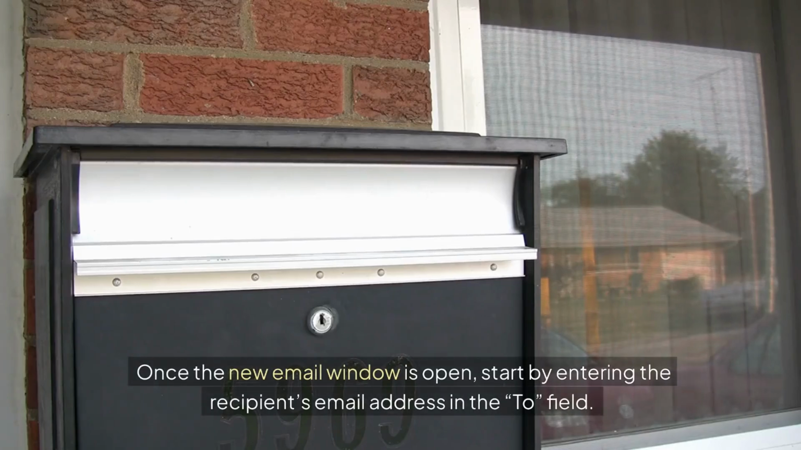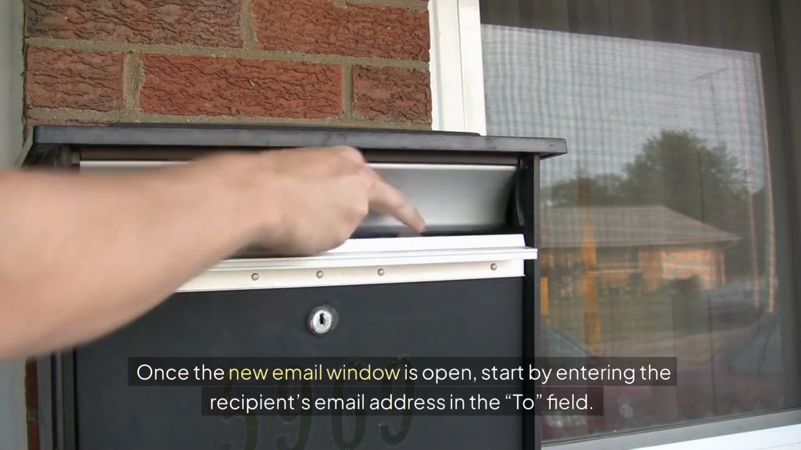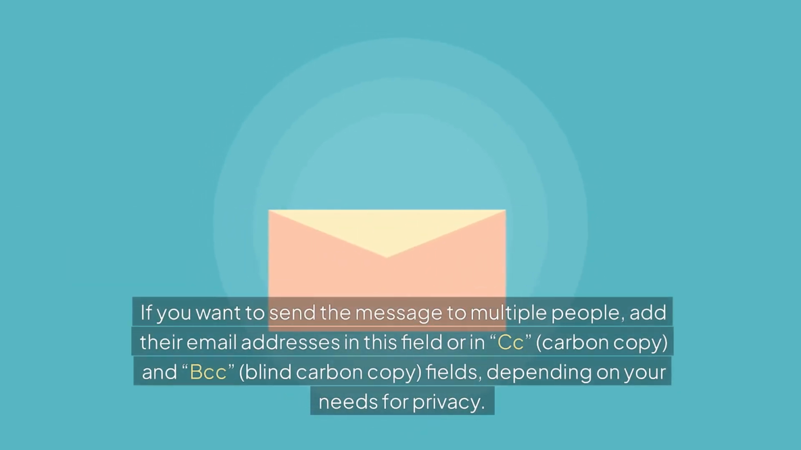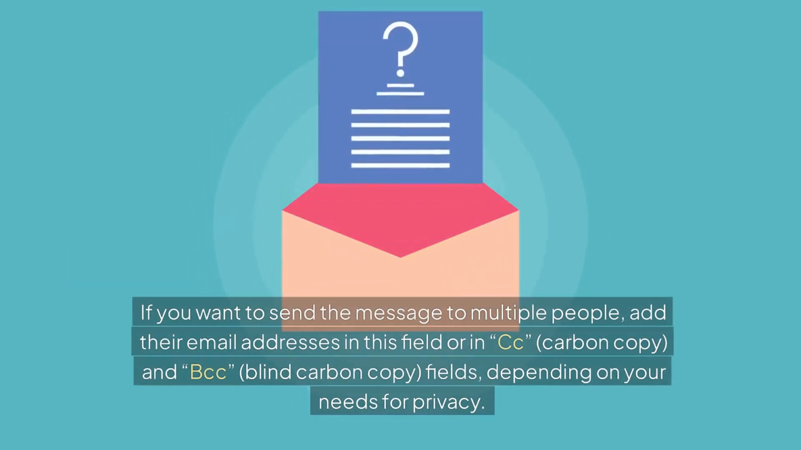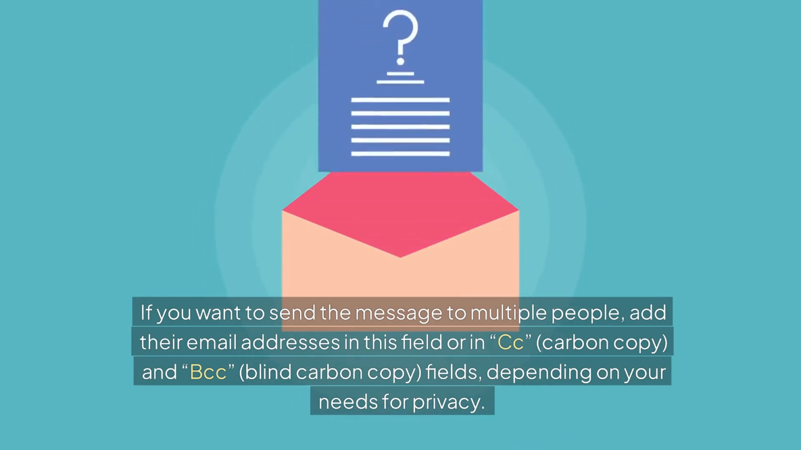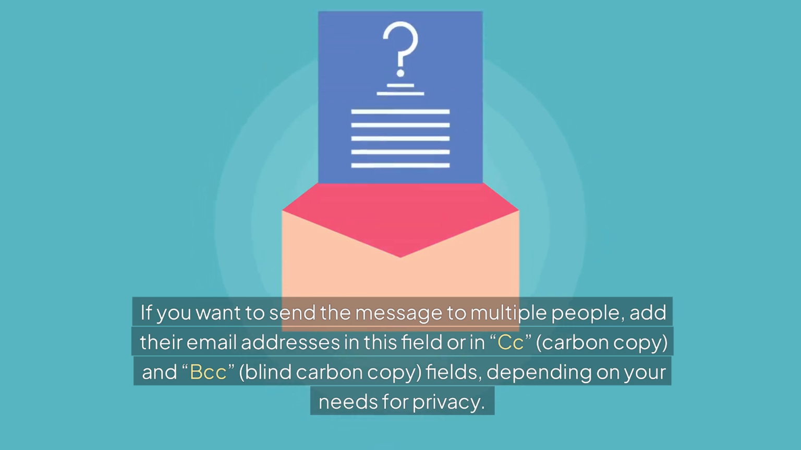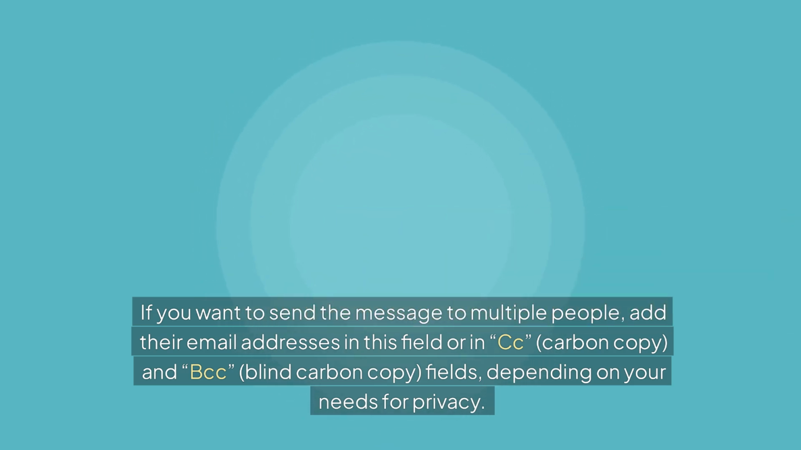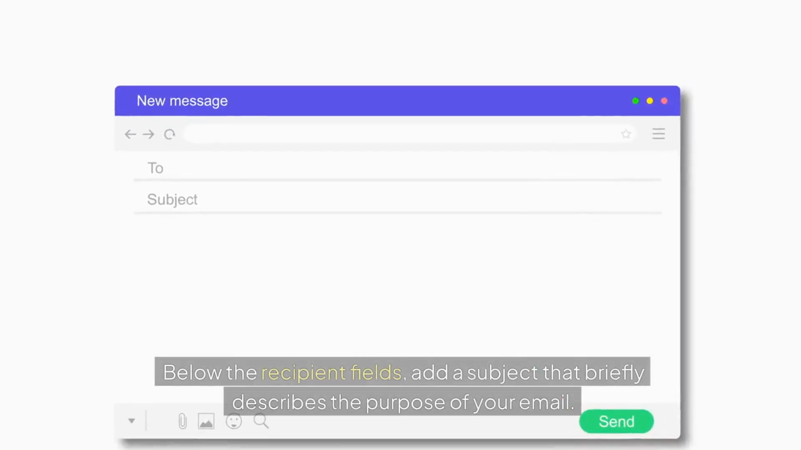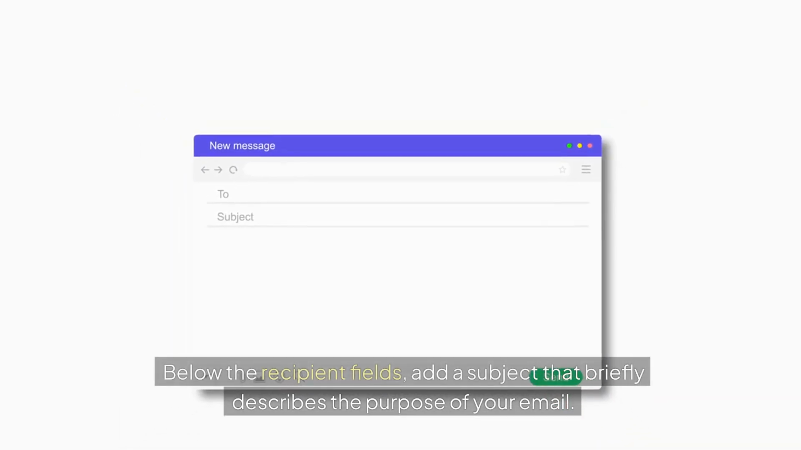Once the new email window is open, start by entering the recipient's email address in the To field. If you want to send the message to multiple people, add their email addresses in this field or in CC, carbon copy, and BCC, blind carbon copy, fields, depending on your needs for privacy. Below the recipient fields, add a subject that briefly describes the purpose of your email.